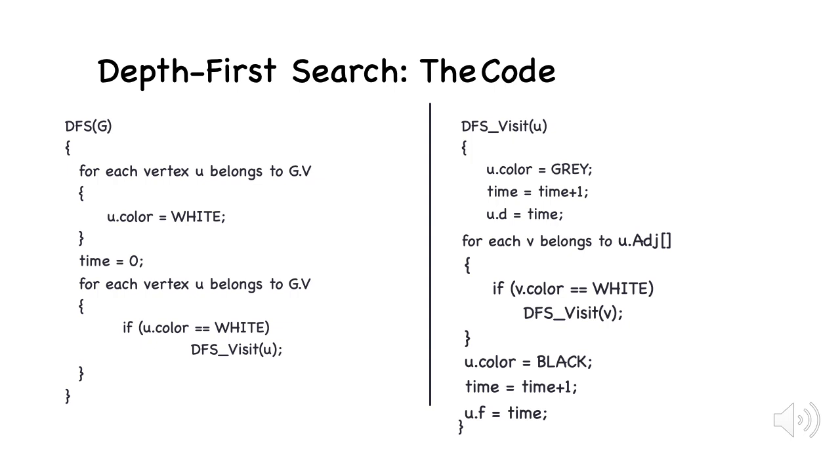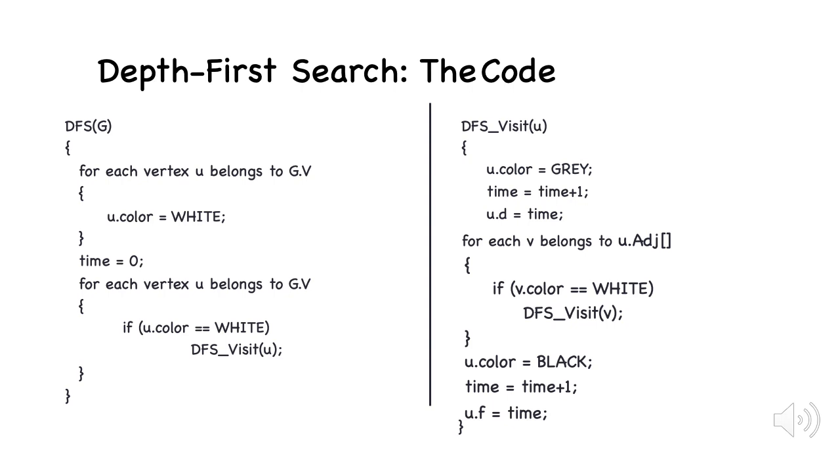Next is for each vertex u belonging to G.V. G is the graph, V is the set of vertices. So one by one, each and every vertex is taken. It is checked for the color. If it is white, that means it has to be explored, it has to be traversed. And a DFS_VISIT recursive code is run for each such vertex. That recursive code is written on the right hand side of the page.